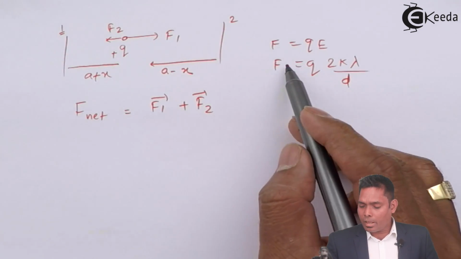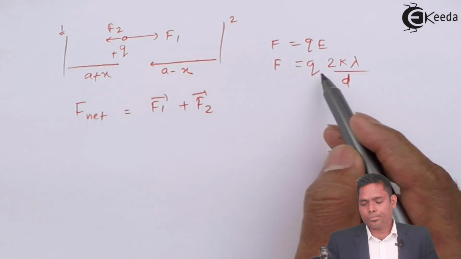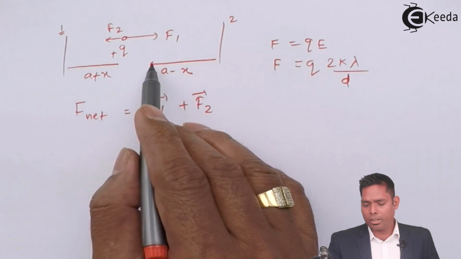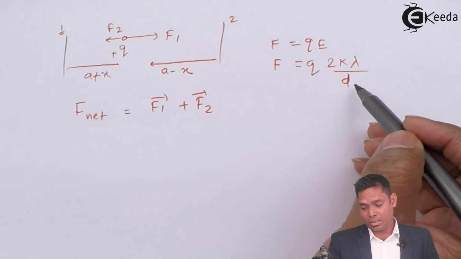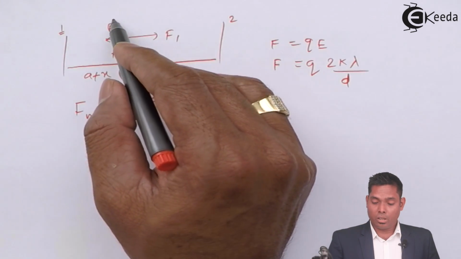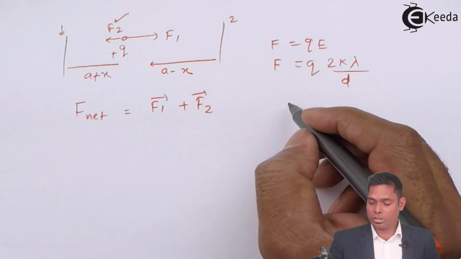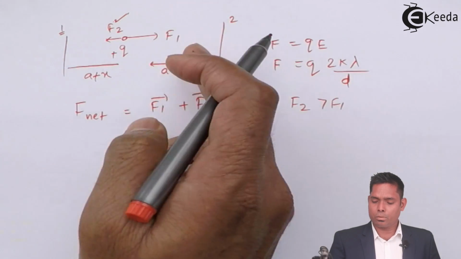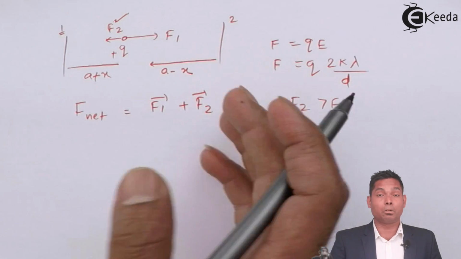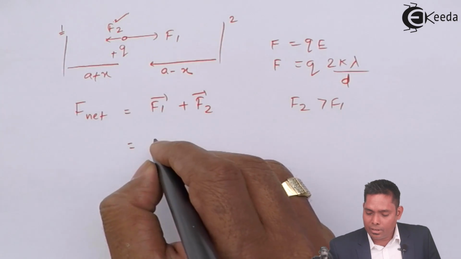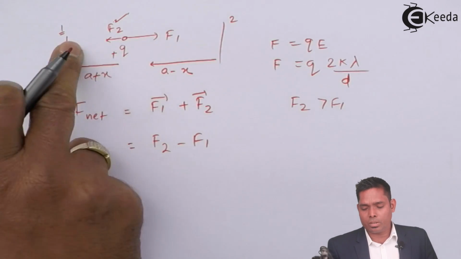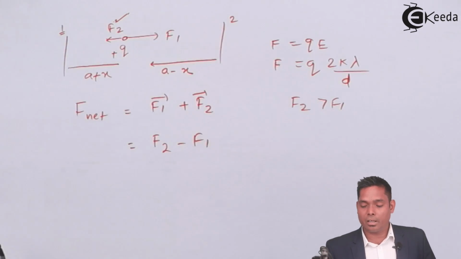Now because F is inversely proportional to d, as the distance increases, F will decrease. Therefore if the distance decreases, then F will be more. That means when this charge moves towards the second conductor, the force because of this, which is F2, is greater than F1. So it is clear that F2 is greater than F1, and the net force will be towards the left side. If I want to avoid the sign convention, I can write that F2 minus F1 will be the net force, because this one is towards left and this one towards right, and this force is greater than that.